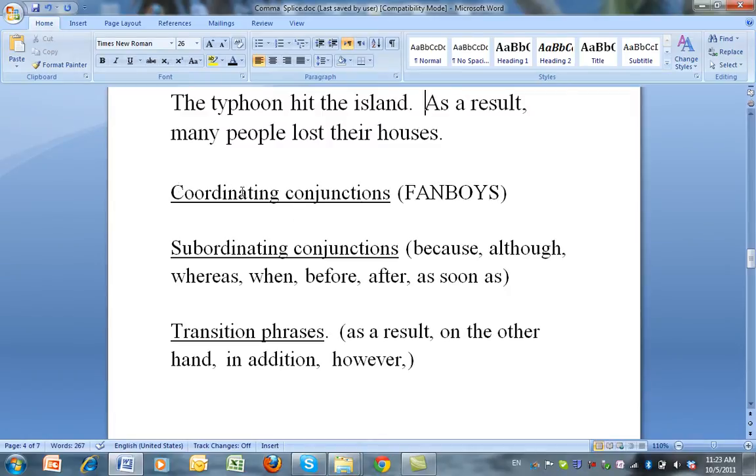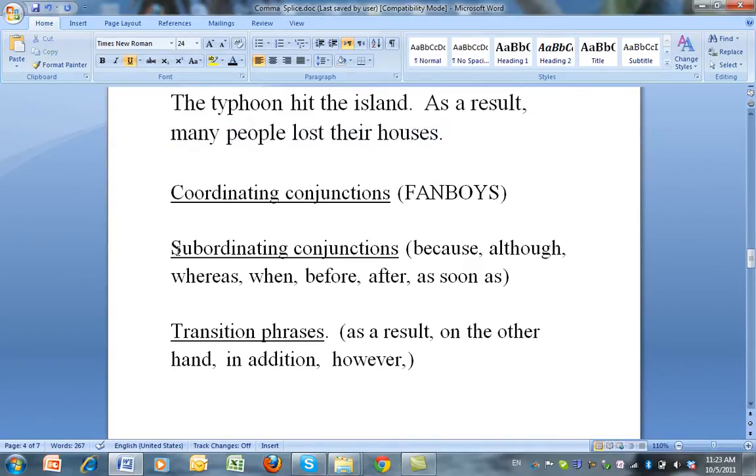Okay? So for coordinating conjunction, it was comma so. For transition phrase here, it was full stop, as a result, comma. So the typhoon hit the island. As a result, many people lost their houses. Now that's good. This is clearly showing the relationship between the typhoon and the fact that people lost their houses. And as good writers, that's what we do. We show the relationship. We make it clear.